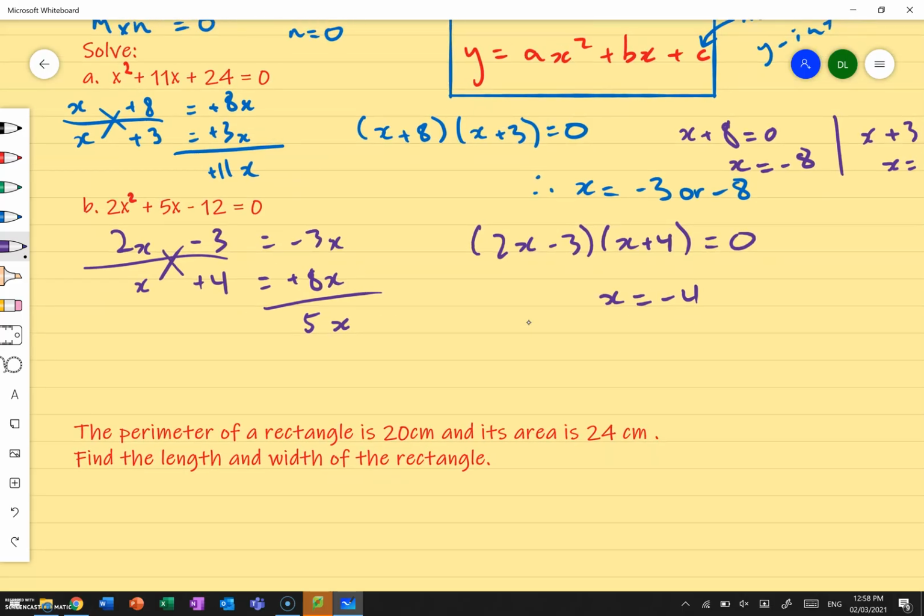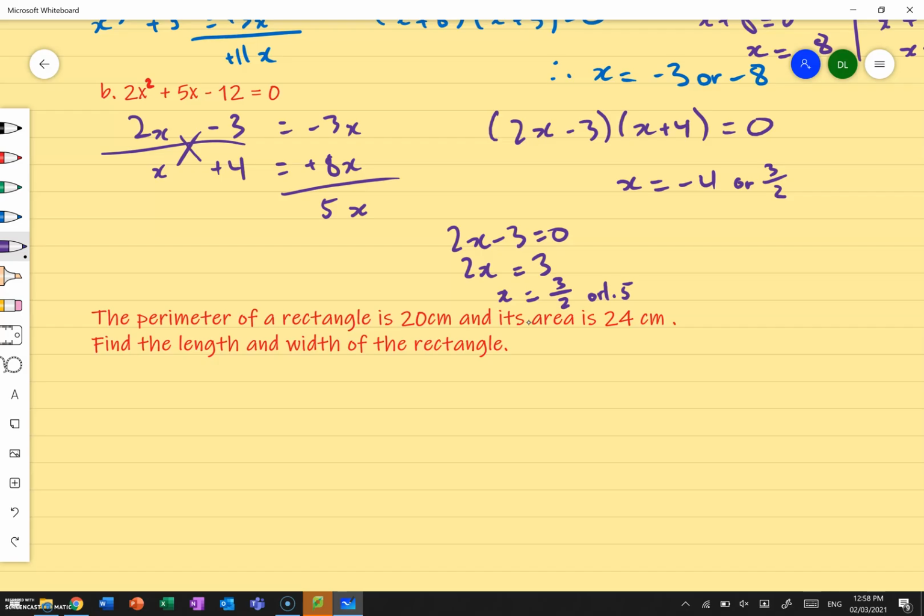Now I also have 2x minus 3, same idea. 2x minus 3 equals 0. 2x, I'm going to add 3 on both sides, equals 3. And then divide both sides by 2, gives me 3 over 2, or 1.5. I'm going to keep it as a fraction, so x equals negative 4, or x equals 3/2.